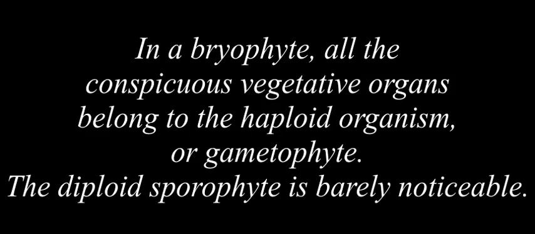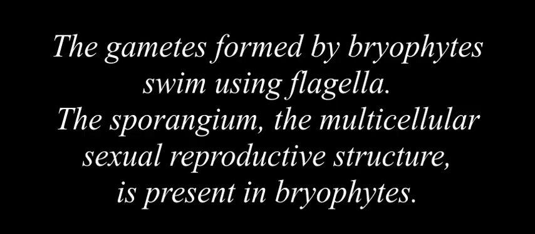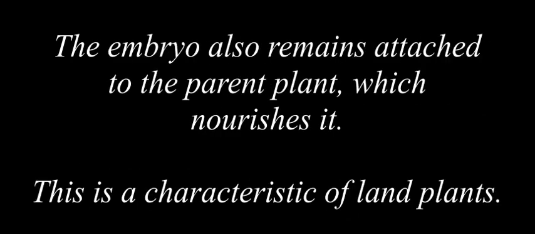Alright, let's get back to reading. In a bryophyte, all the conspicuous vegetative organs belong to the haploid organism or gametophyte. The diploid sporophyte is barely noticeable. The gametes formed by bryophytes swim using flagella. The sporangium, the multicellular sexual reproductive structure, is present in bryophytes. The embryo also remains attached to the parent plant, which nourishes it. This is a characteristic of land plants.